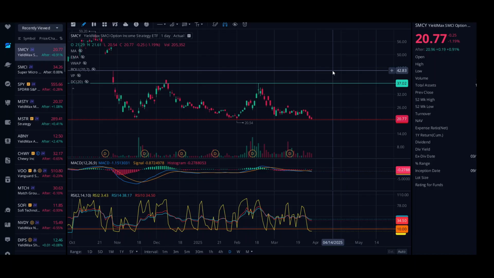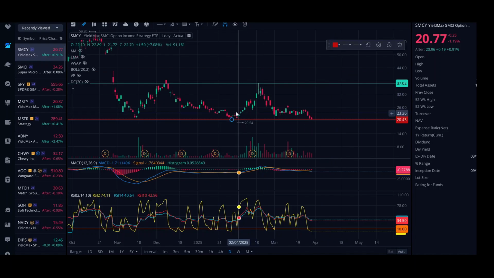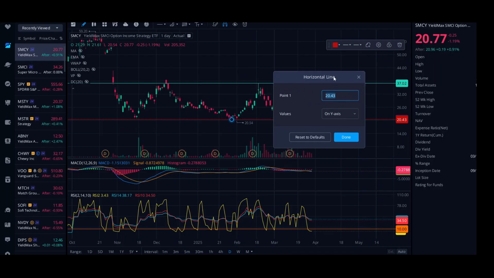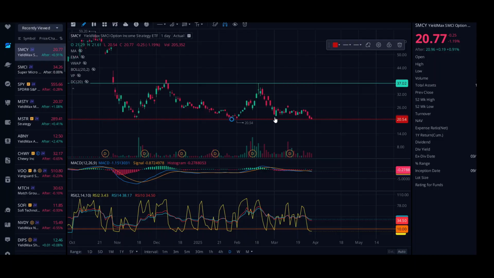All right, so here we are on the Webull chart, and we are looking at SMCY. And as you can see here, we are at a critical point right now. Let's put this at the bottom here, which is that low. So we'll just change this right here, and we'll put it at 20.54, and that way we are sitting right on the bottom of that.